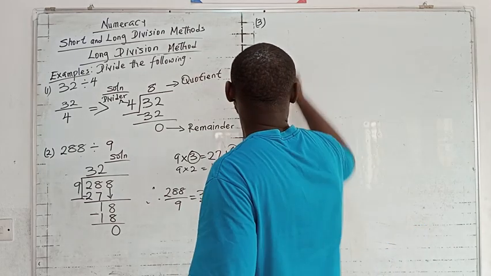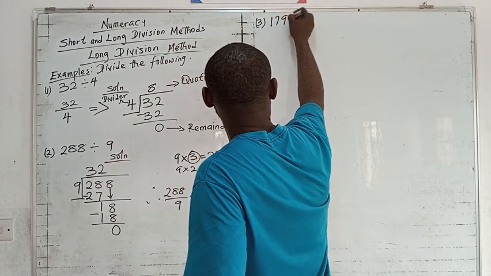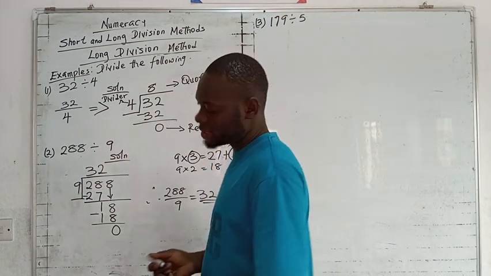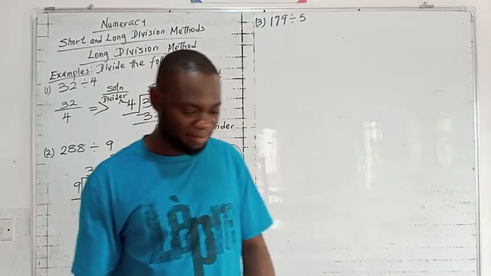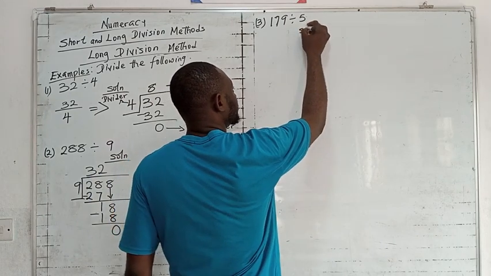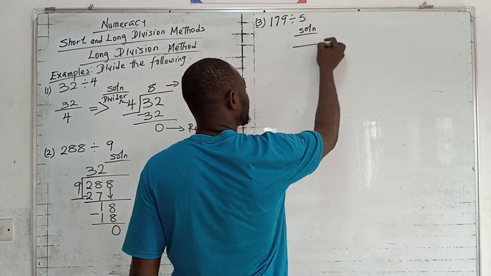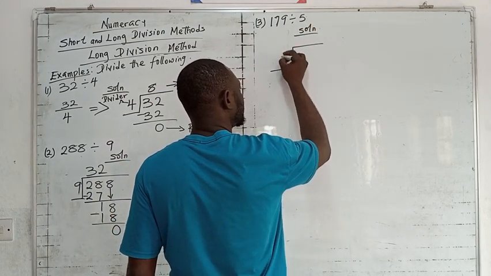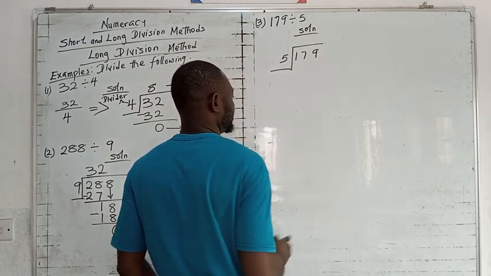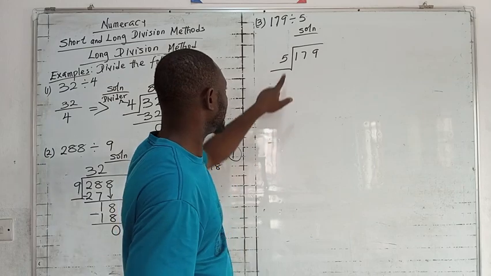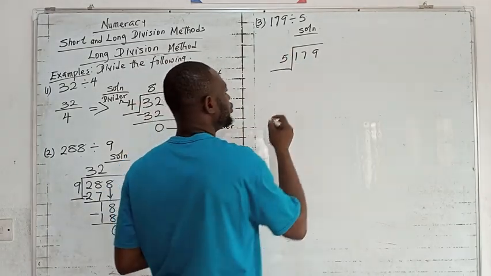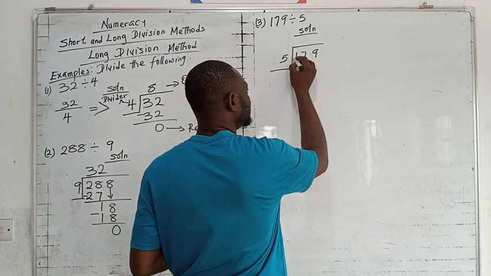Number 3. Okay, let's look at this. 179 divided by 5. Let's go. Solution. Long division. 5 outside, 179 inside. Now remember, 5 divided 179 is a big number, okay? So you take them digit by digit.